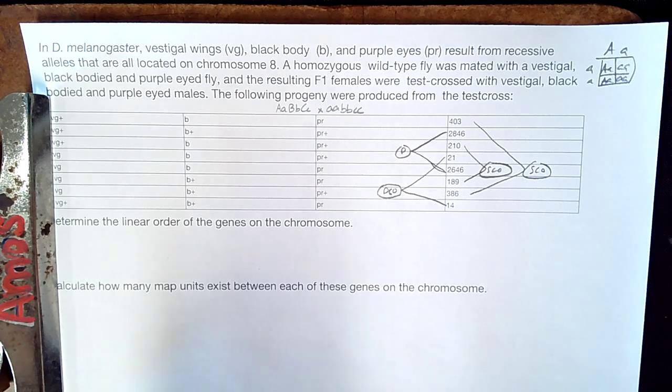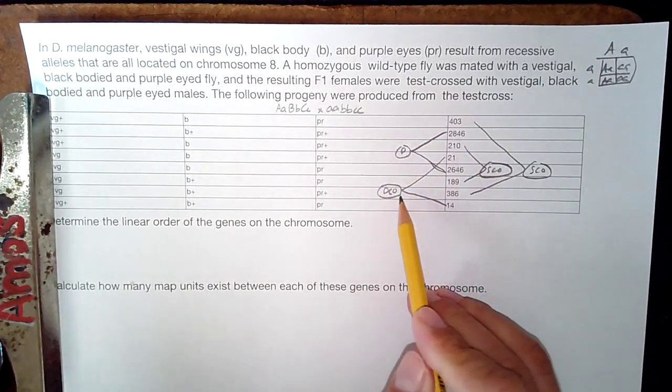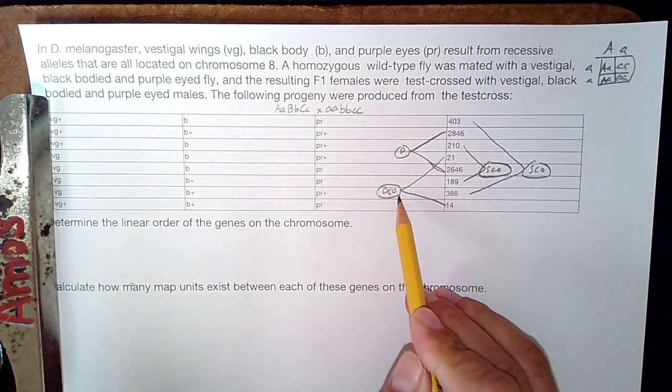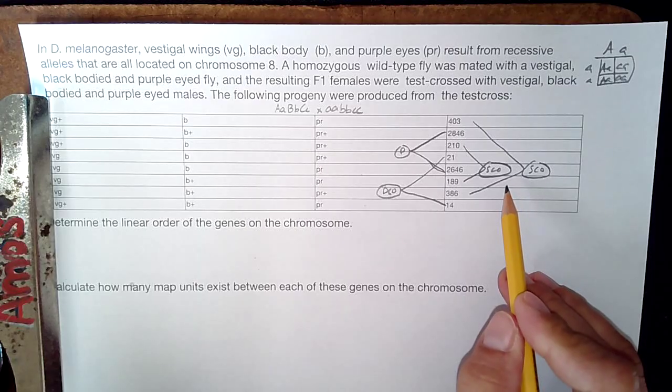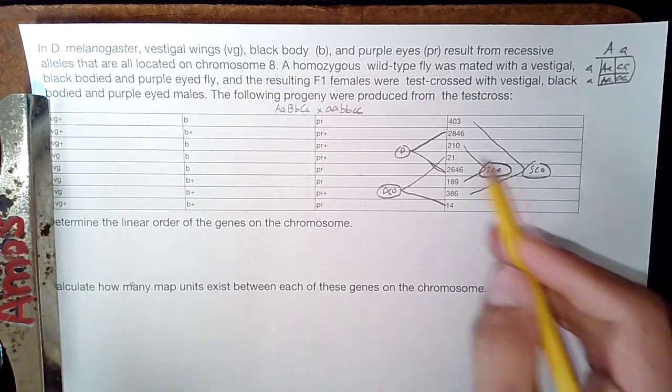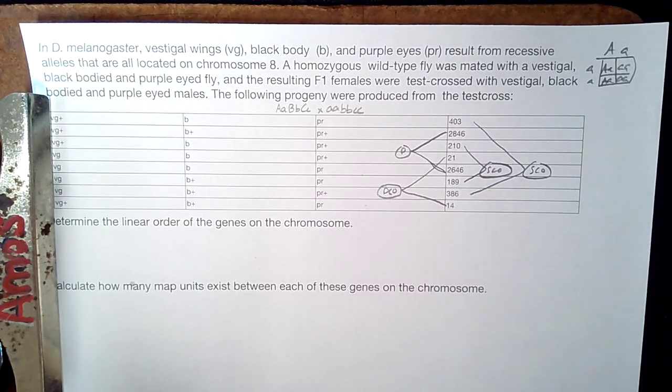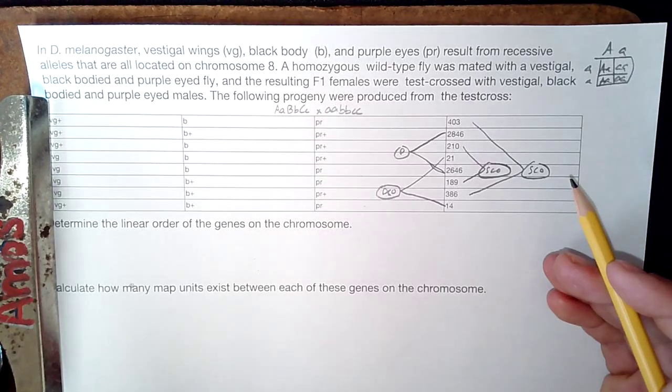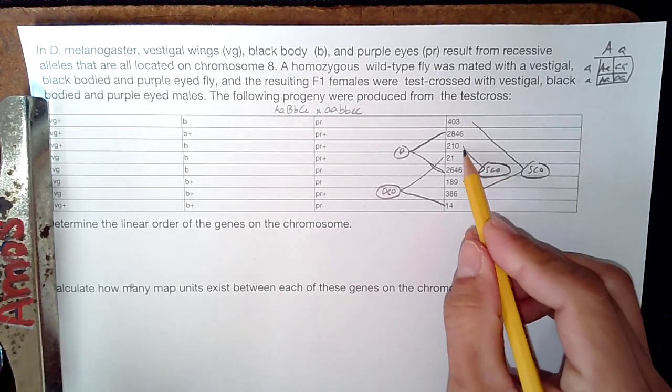Okay, so parental are the most common, double crossover are the least common. The ones in the middle are your single crossover events. To figure out which ones go together, which are the opposite side of the same homologous set of chromosomes, usually they're going to have similar numbers.